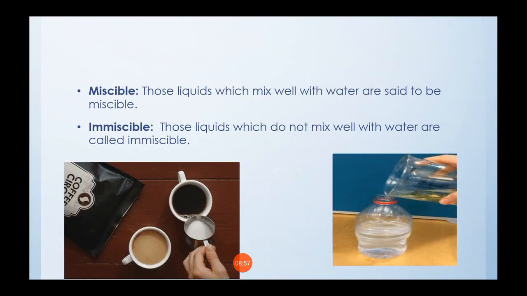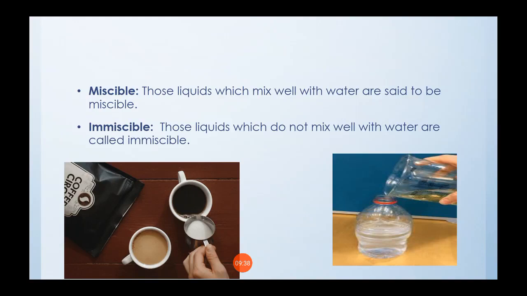Next, miscible and immiscible. A liquid which mixes well with water is said to be miscible, right? Example, milk mixed with tea, or water mixed with milk, or milk mixed with water, right? If you mix milk in water, water is a good solvent and it is able to mix it. We can't identify water and milk once you mix them. We can't separate milk and water with our naked eye. We have some processes to separate milk and water. Actually, that is called a miscible solution.